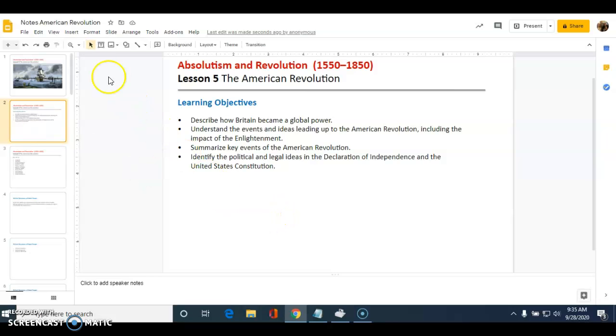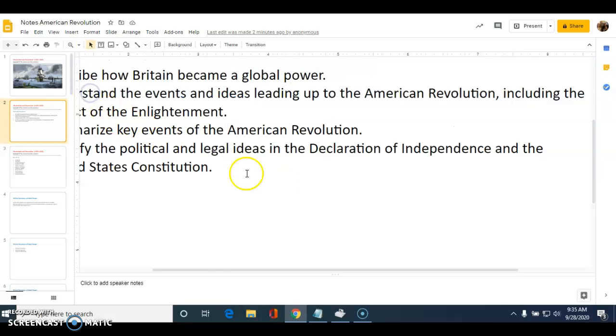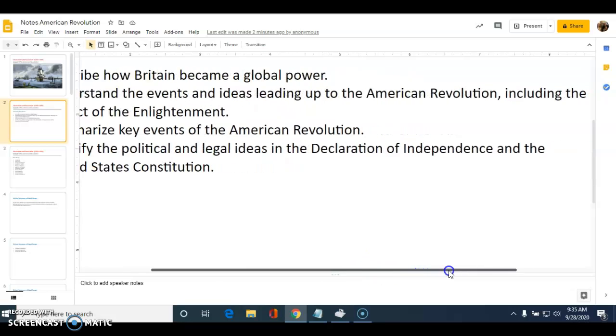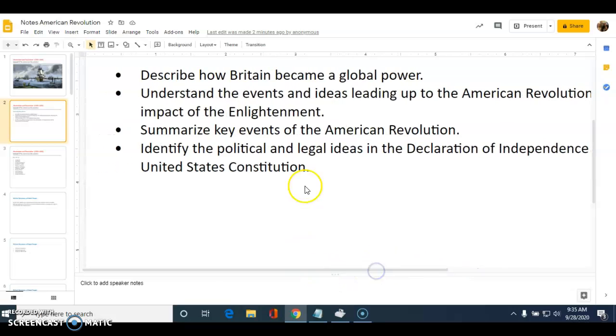So some of the things that we want to learn about in this unit is how Great Britain became a global power. We also want to understand the events that led up to the American Revolution and the impact that the Enlightenment had, including the impact of the Enlightenment. There are a couple other things that happened, though, the key events.